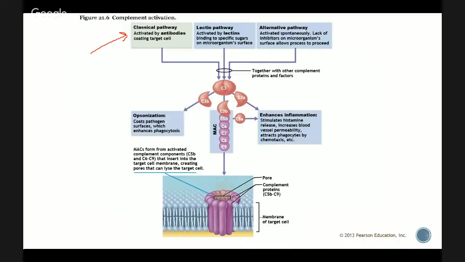Okay. We also have what's called a lectin pathway. So if there's a microorganism that's introduced to the body, and that microorganism on its surface has certain carbohydrate markers or sugars, so to speak, that's going to activate the lectin pathway. Or we have the alternative pathway.